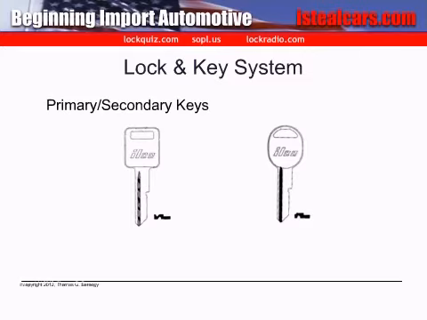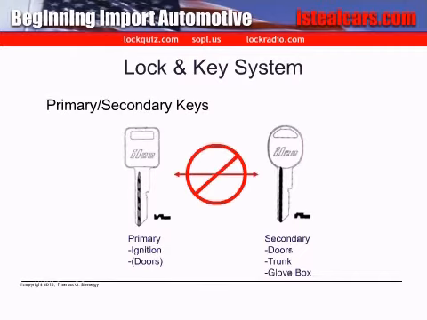One key, commonly called the primary key, is used to operate the ignition lock and sometimes the door locks. A second key, called the secondary key, is used to operate the door locks, trunk lock, and the glove box lock. These keys do not interchange, and a primary key cannot be used to operate a lock built for the secondary key, and the secondary key cannot be used to operate a lock built for the primary key. In short, the car always needs two or more keys to operate all of its locks.